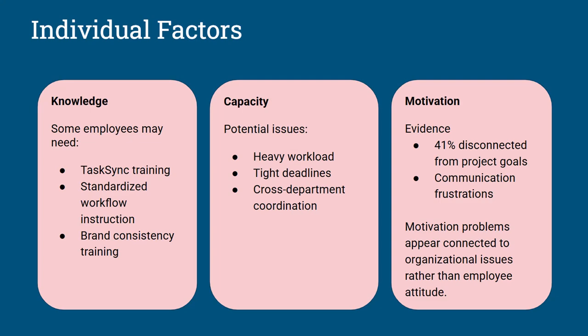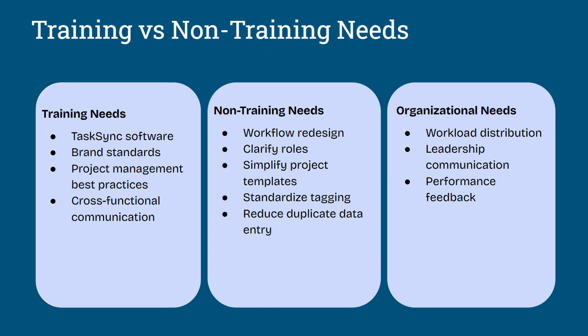Overall, Gilbert's model shows that improving performance requires more than training. It also requires addressing workload, communication, organization, and support to help the employee succeed. So based on the case analysis, there are several areas where training is appropriate. Employees would benefit from additional instruction on using the task sync software, understanding EduCore's brand standards, applying project management best practices, and improving cross-functional communication.